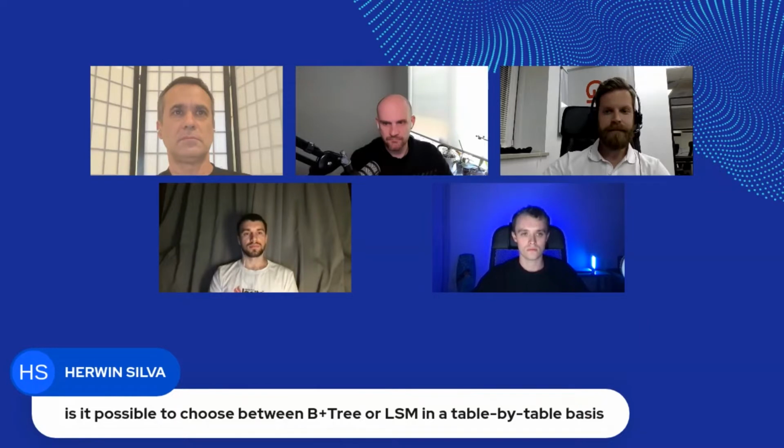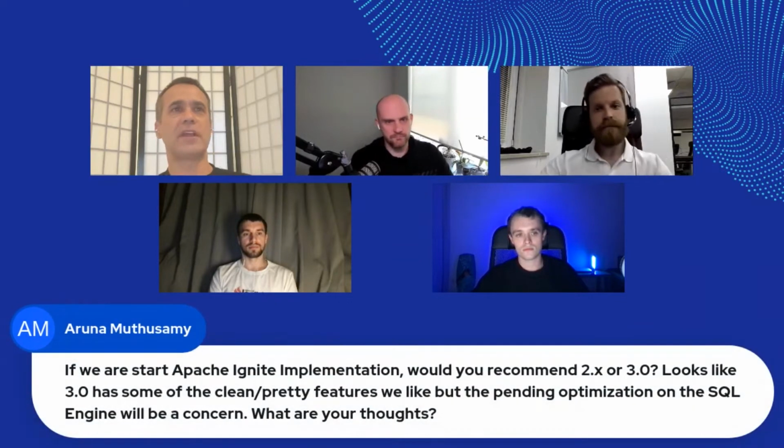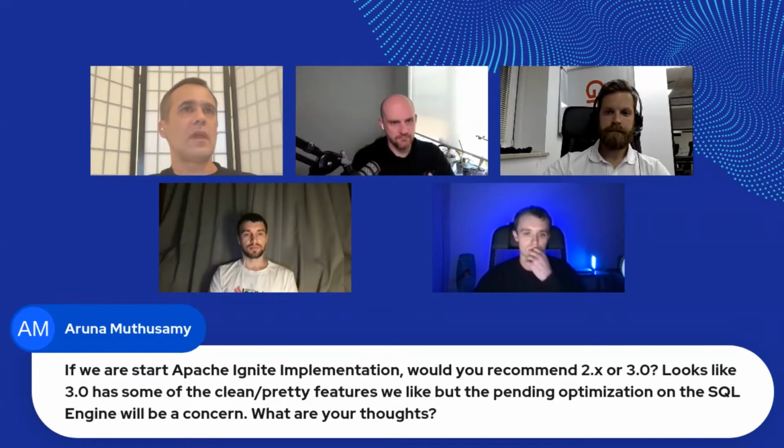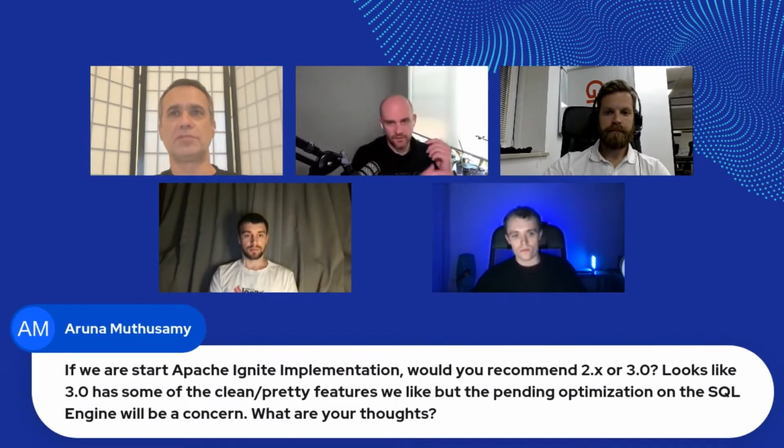Okay. Good, Herwin. I hope that answers your question. It's a concise answer. Next, we have a slightly more general question. If we're going to start an Apache Ignite implementation, would you recommend version 2 or 3? Looks like 3 has some of the clean, pretty features we like, but the pending optimization on the SQL engine will be a concern. What are your thoughts?